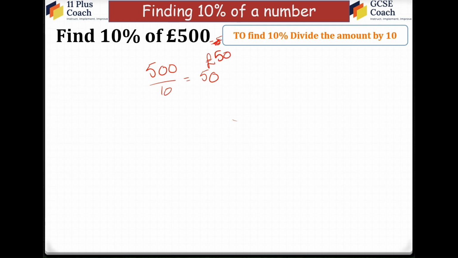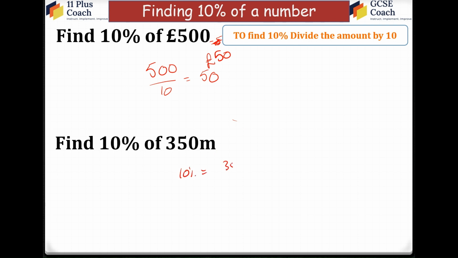Hopefully that makes sense. Okay, try to do this question by yourself and then play the video to see if you get this right. Hopefully you've had a go at this question. To find 10% of 350, you simply divide 350 by 10, and the answer would be 35. So in this case, the answer would be 35 meters. This is not about money, so it'll be 35 meters as your units. Hopefully you got that right.